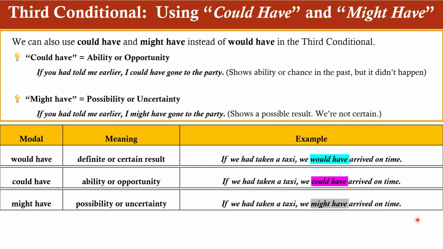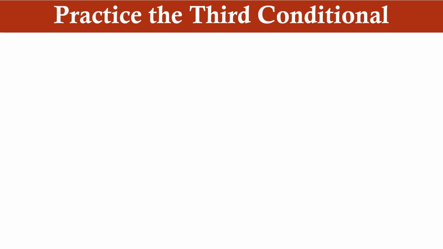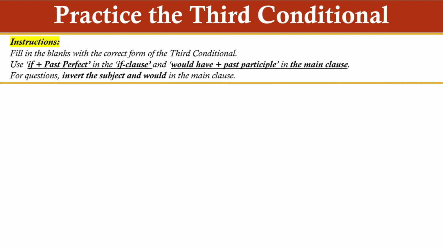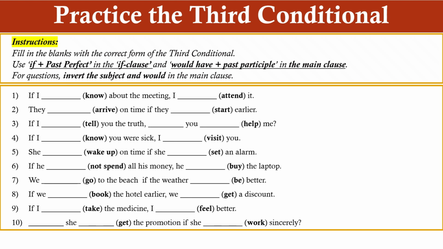Now that we have seen how would have, could have, and might have change the meaning slightly, let's move on and practice the third conditional sentences. Here is a short exercise for you. Fill in the blanks with the correct forms of the given verbs.